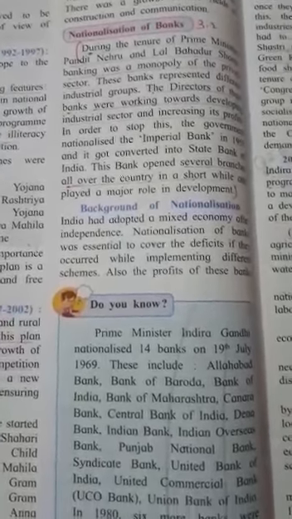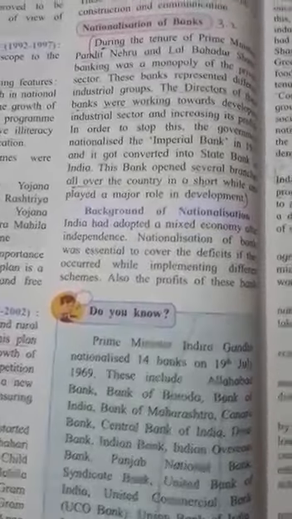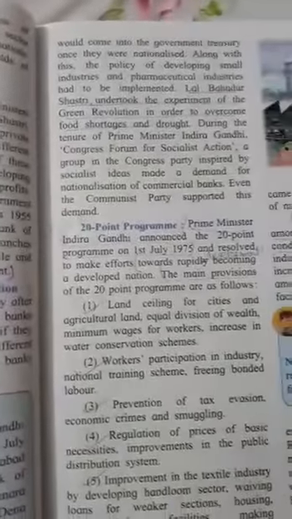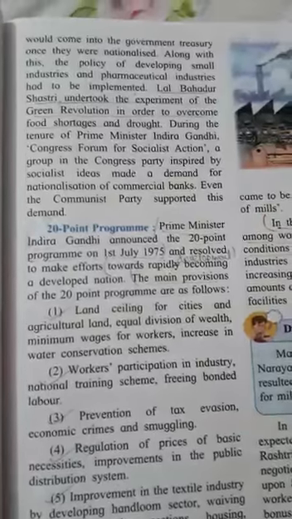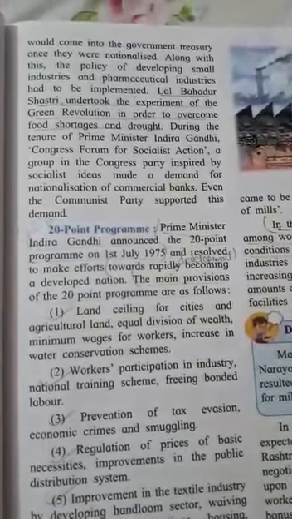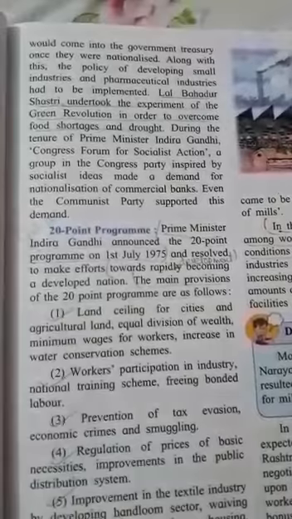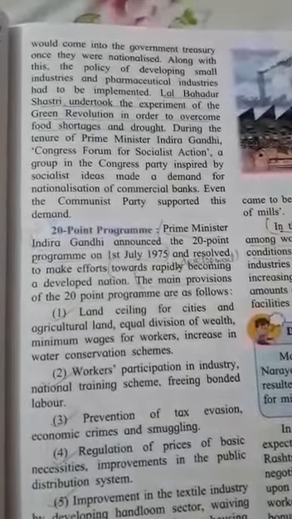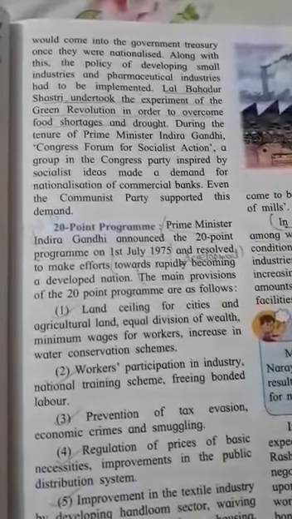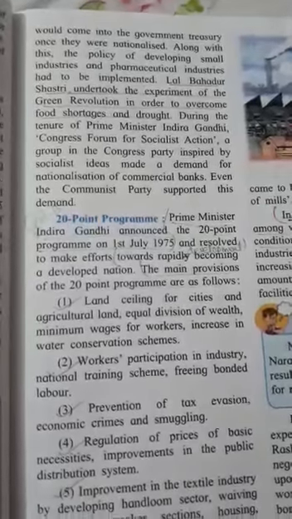Then go to page number 19. Page number 19. Then under the leadership of Lal Bahadur Shastri, he took an experiment of the Green Revolution in order to overcome food shortage and drought.